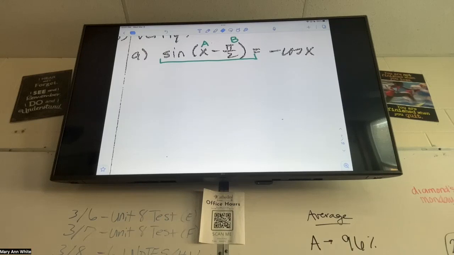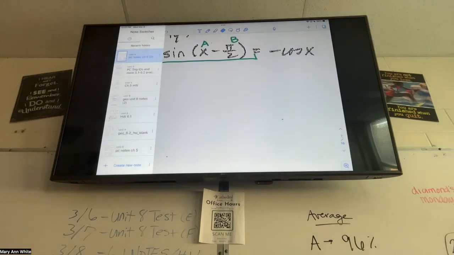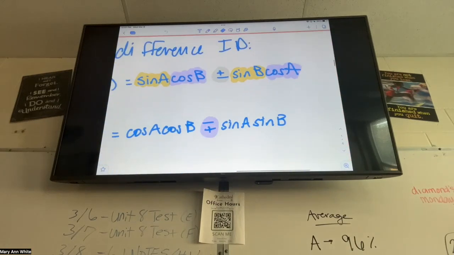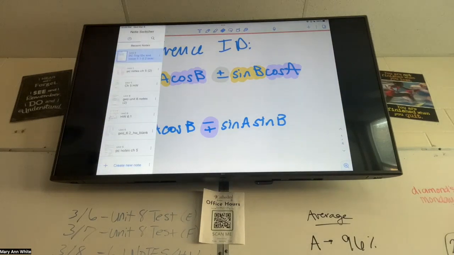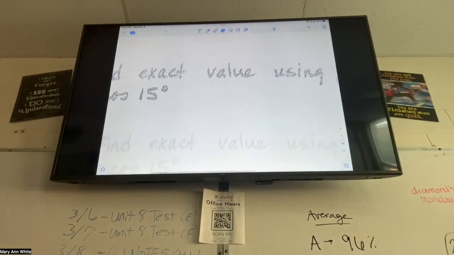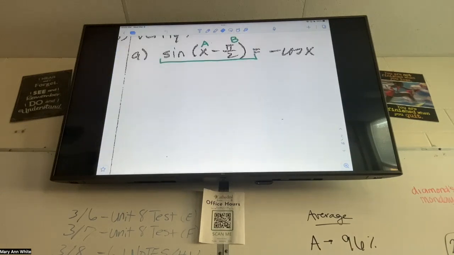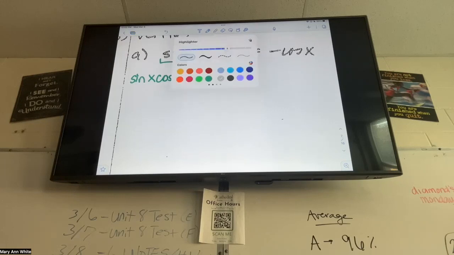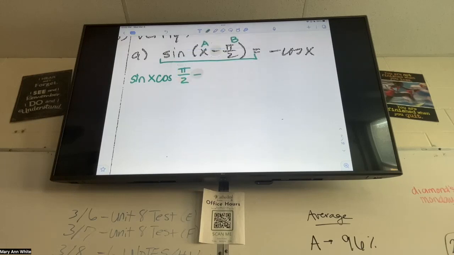All right, that being said, what Mr. Gross is saying is not right, but it is just as easy as going to your identity sheet. I'm going to plug in A as my x and B as my pi over 2. So we're just going to plug those in to what we have right here. So I'm going to say sine of x times cosine of pi over 2. Do we match the signs or do we do opposite signs? We're going to match them, good. So then sine of pi over 2 times cosine of x.